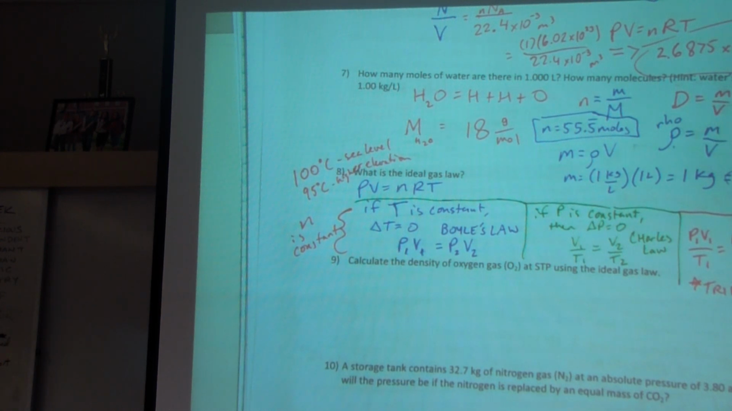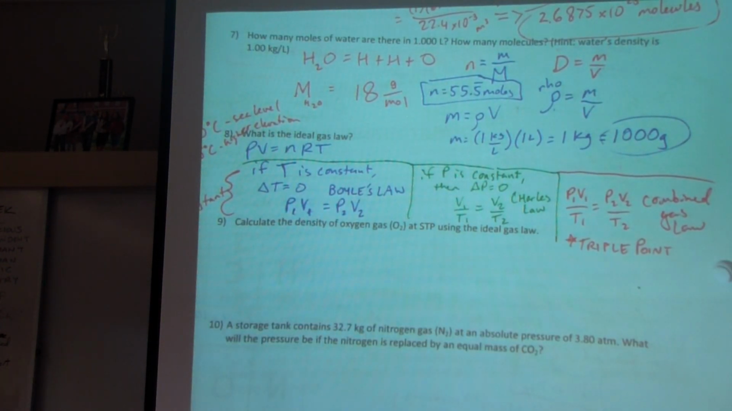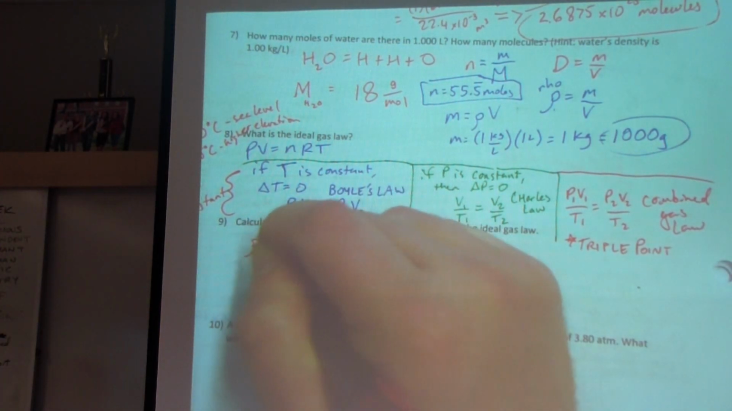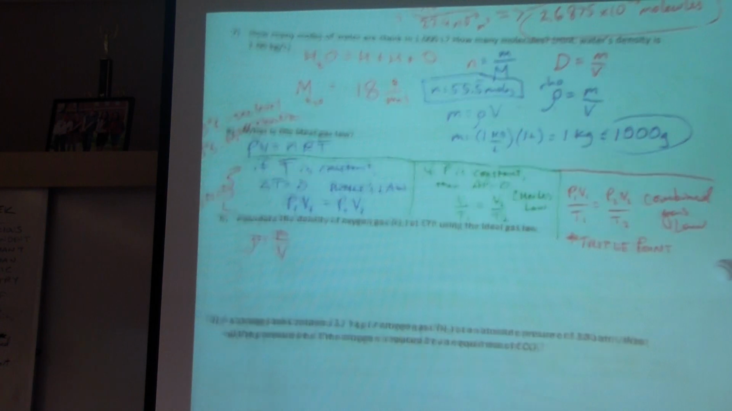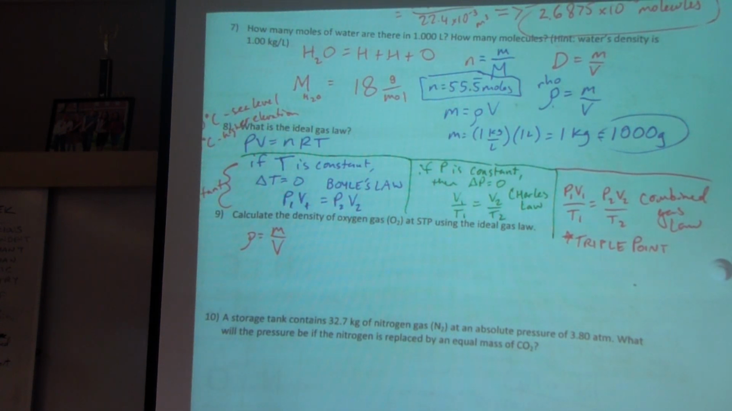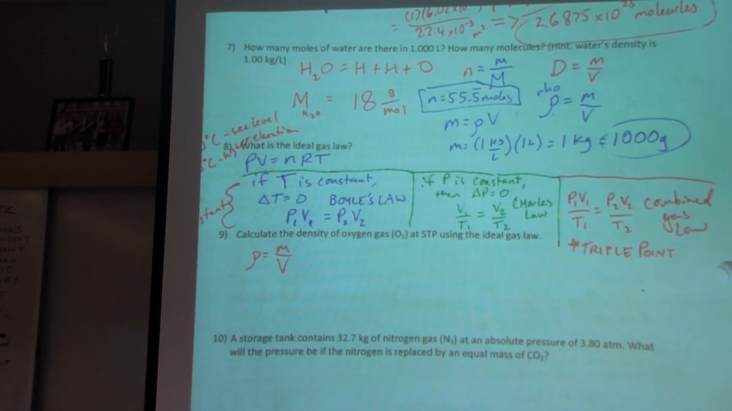Weird. Okay, all right, calculate the density of oxygen gas at STP using the ideal gas law. To calculate density, you need to find mass divided by volume. Density means that it doesn't matter how much you have. I want to give you a minute to try to solve these two problems. Go.